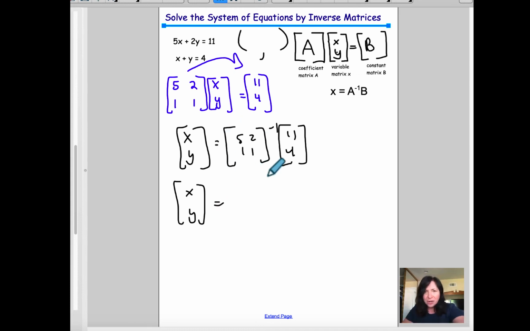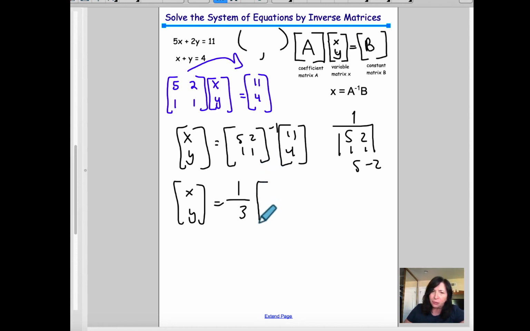And then this here, how do I do that? Remember, it's 1 over the determinant. So 1 over the determinant, which is 5, 1, 2, 1. So that's going to be 5 minus 2, which is 3. So this is 1/3. And then I'm going to take the transpose of this. And doing the transpose is going to be 1, 5, and then -2 and -1. And then remember, do not forget this 11, 4 here.